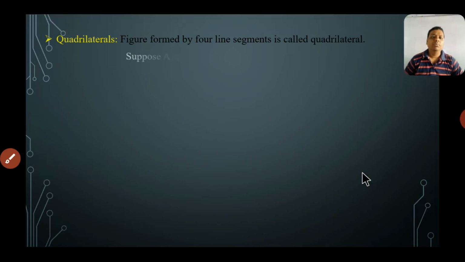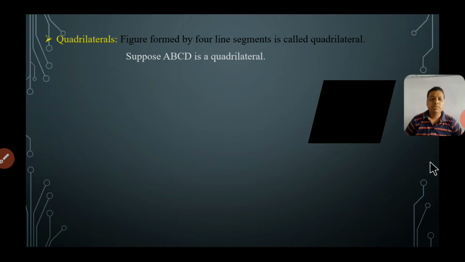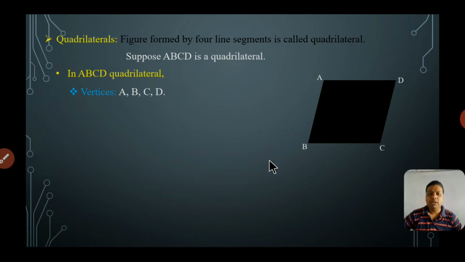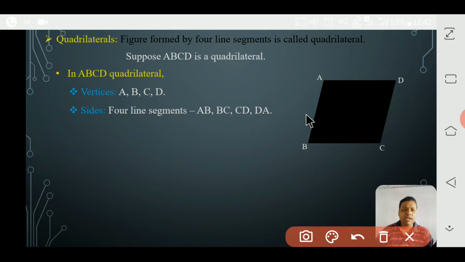Now suppose ABCD is a quadrilateral. In quadrilateral ABCD, the vertices are A, B, C, and D. These are the four vertices of the quadrilateral. Sides: four line segments. Here AB, BC, CD, and DA. These are the four line segments.